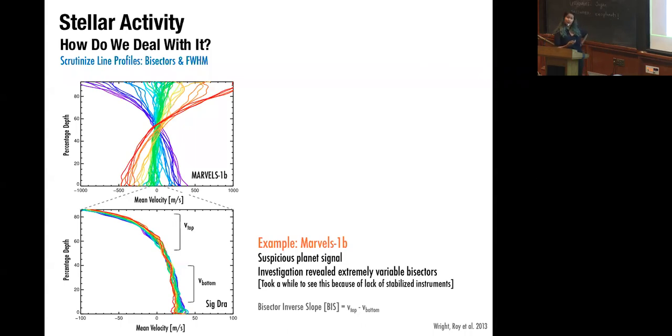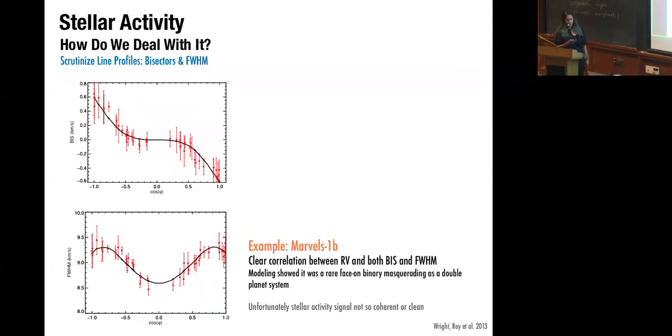But once I was able to actually measure the shapes of the lines, this, for example, is how much Marvel's 1b was going back and forth. For reference, here's Sigdra, a quiet star, and you'll also notice that this whole plot is only this little bit of this plot. So you can get really drastic evidence of contamination in the bisectors. And then you can try and model it out.